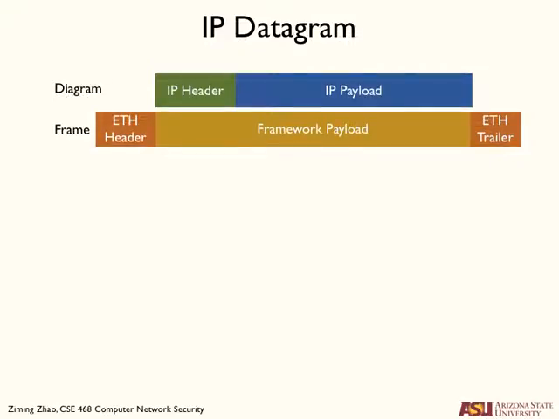So this is where the IP datagram resides in a frame. We have a frame. First, we have the data link layer headers and trailers, and the whole part is a payload, which is the IP datagram. The IP datagram will have IP headers and also an IP payload. The IP payload could be an ICMP message, a TCP message, or a UDP message.